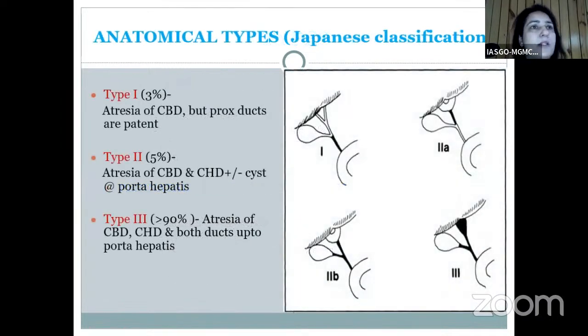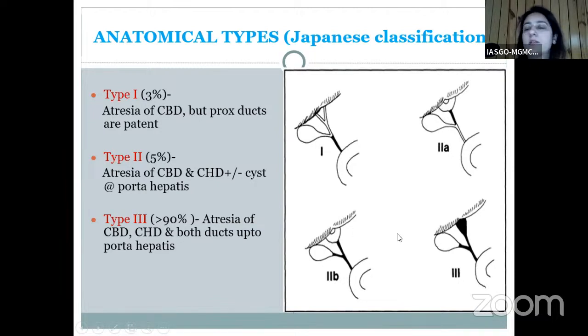The most accepted classification of biliary atresia comes from the Japanese group of surgeons, EHBA being one of the most commonly presented conditions in Japan. So type 1 is the atresia of the CBD, but the proximal ducts are patent. As you can see here, the CBD is atretic. In type 2, either it's the CBD or the CHD, both of them are atretic along with a cyst at the porta.